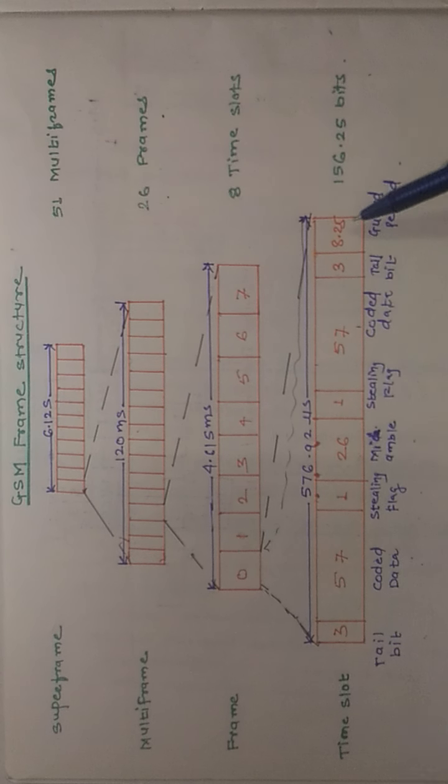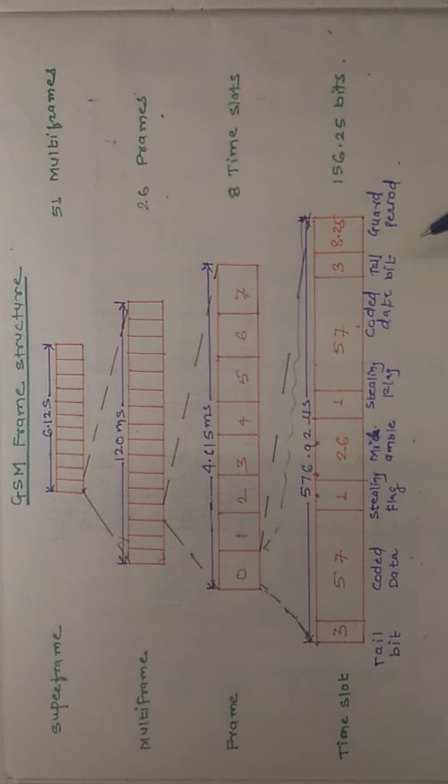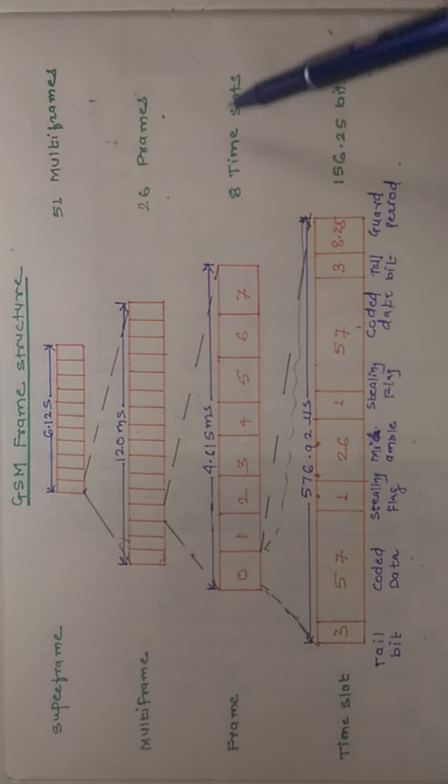8.25 bits are used for the guard period. The guard period is used to ensure that two time slots do not interfere with each other, otherwise they can overlap, and this cannot be allowed to happen. So we introduce the guard period. Then this is one time slot having 156.25 bits.